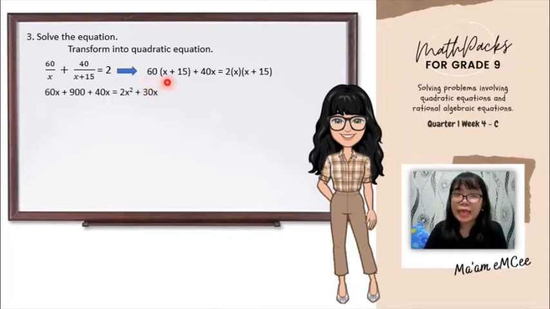Then we simplify. 60 times x is equal to 60x. 60 times 15, that is 900. And then we copy 40x and we copy the equal sign. 2 times x is 2x squared. 2 times x times 15 is 30x. So this is now our quadratic equation, but this is not yet in standard form. So we need to express this equation into standard form.